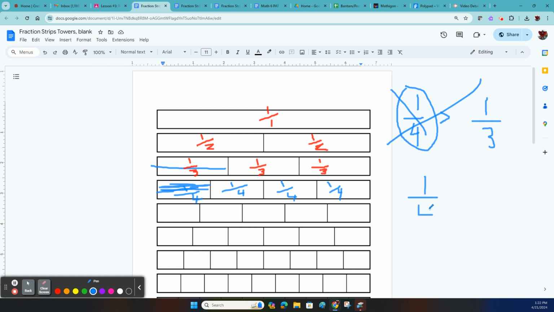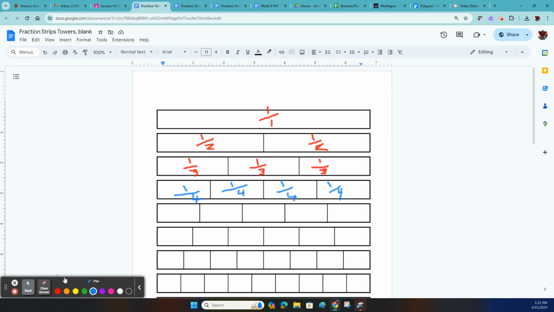So again, understand the smaller your denominator, the bigger your piece will become. And we can use our fraction strip tower as a visual to help us see this. So let's say they said, I don't know, 2/3 or 3/4. Which one's bigger? Okay. This one's kind of tricky because now our numerators are different. Well, let's go to 2/3 first.